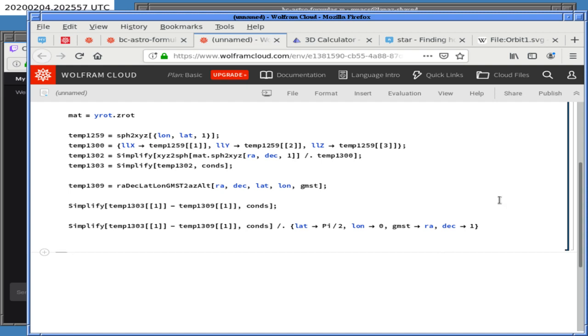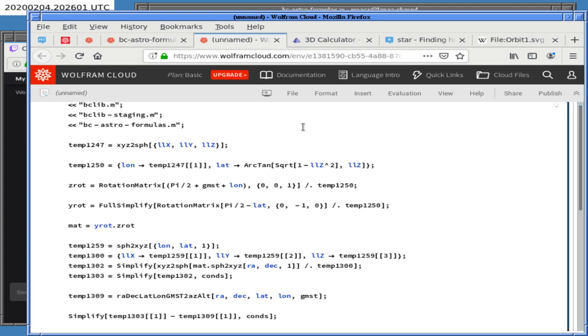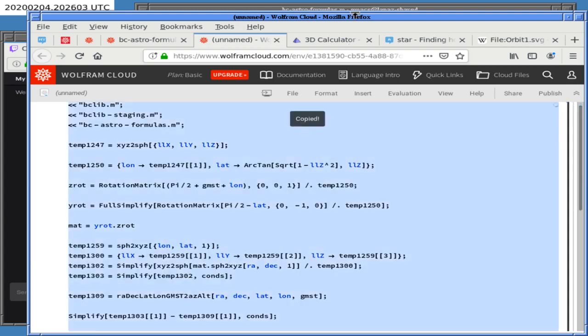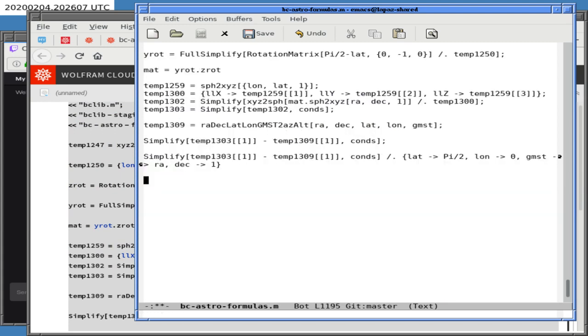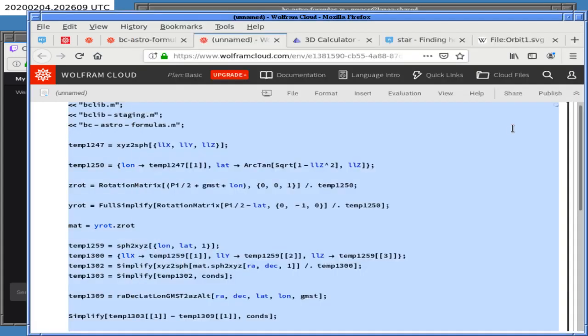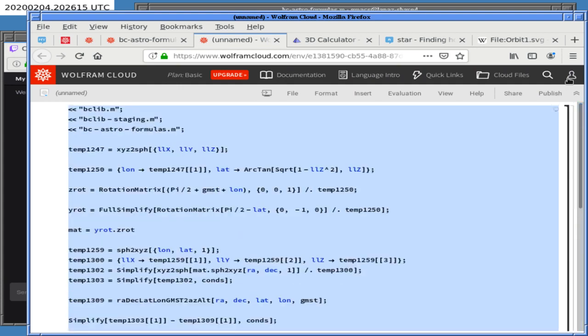And I should also figure out why I have so much phlegm. All right, I'm just going to play it safe here and paste this into BC Astro formulas. Oh, it's still working. And I could just create a new notebook.